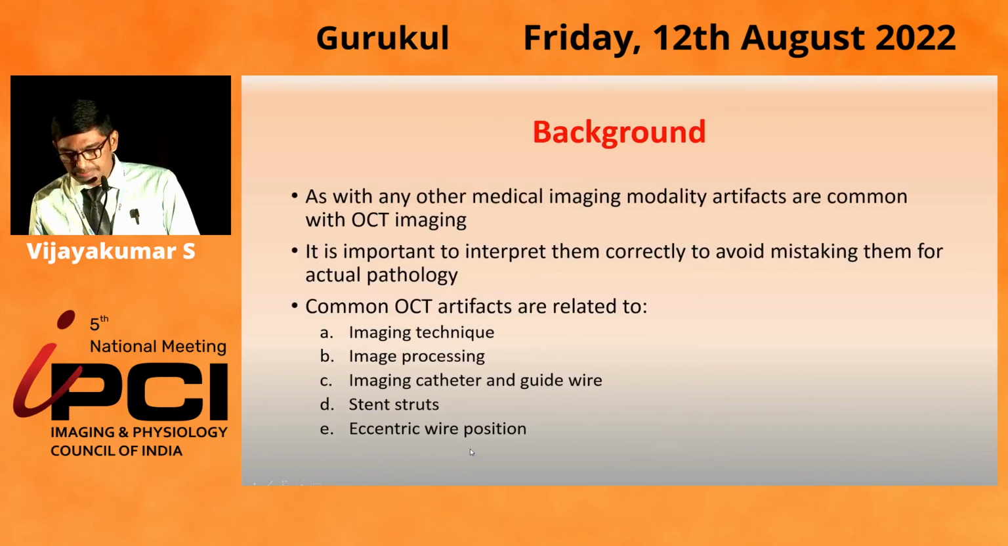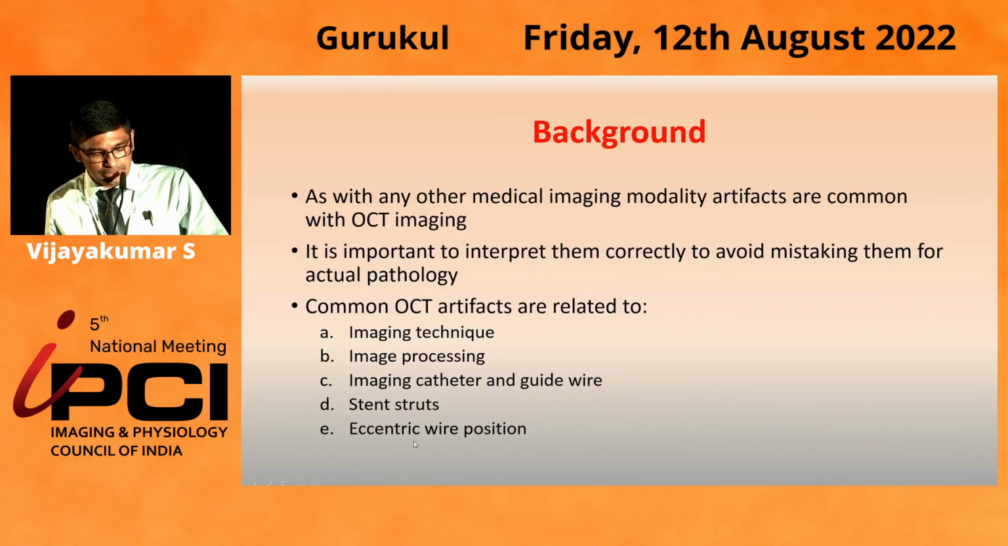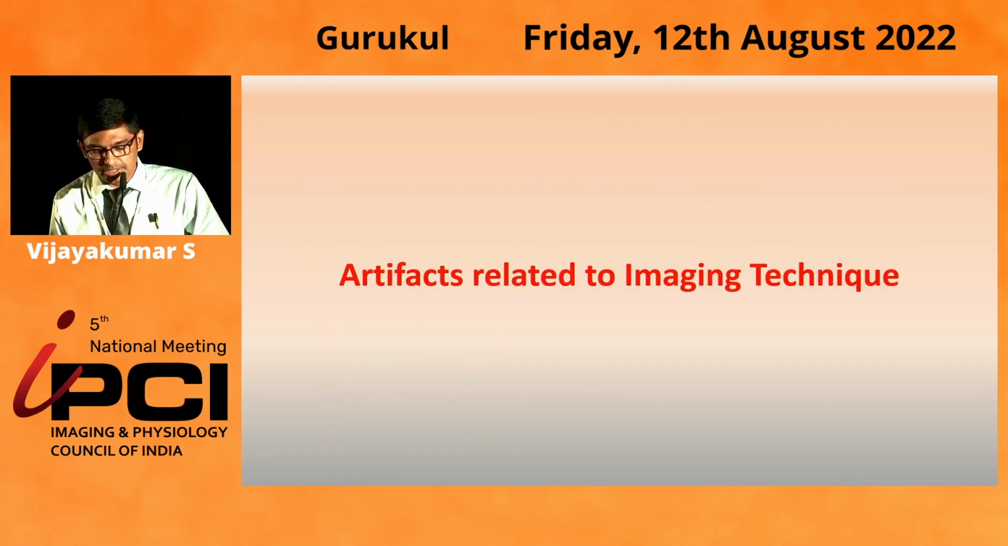As with any other medical imaging modality, artifacts are very common with OCT imaging, and it is very important to interpret them correctly to avoid mistaking them for actual pathology. Common OCT artifacts are related to either imaging technique, image processing, imaging catheter and guide wire, stent struts, and eccentric wire position. First, we'll start with artifacts related to imaging technique.